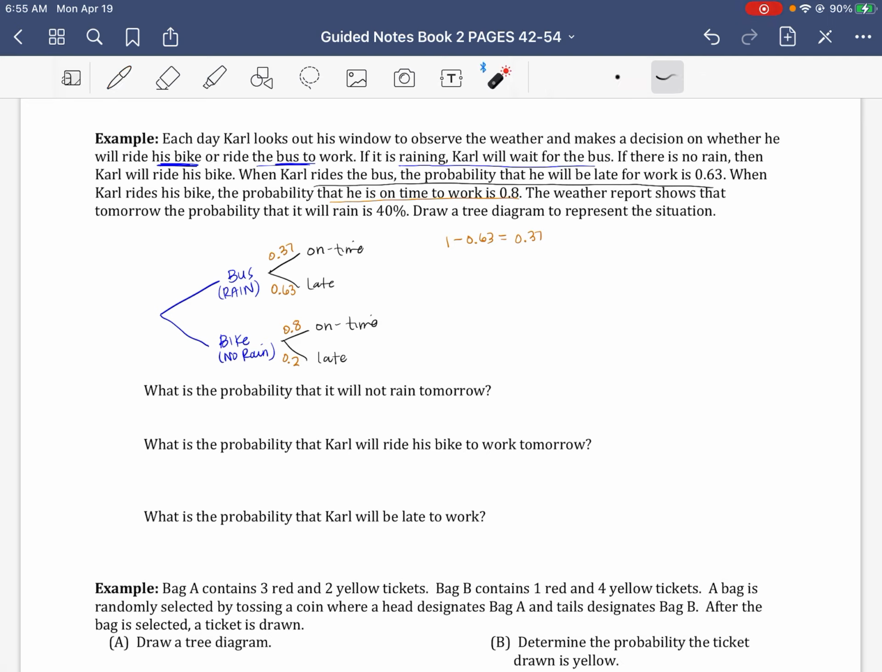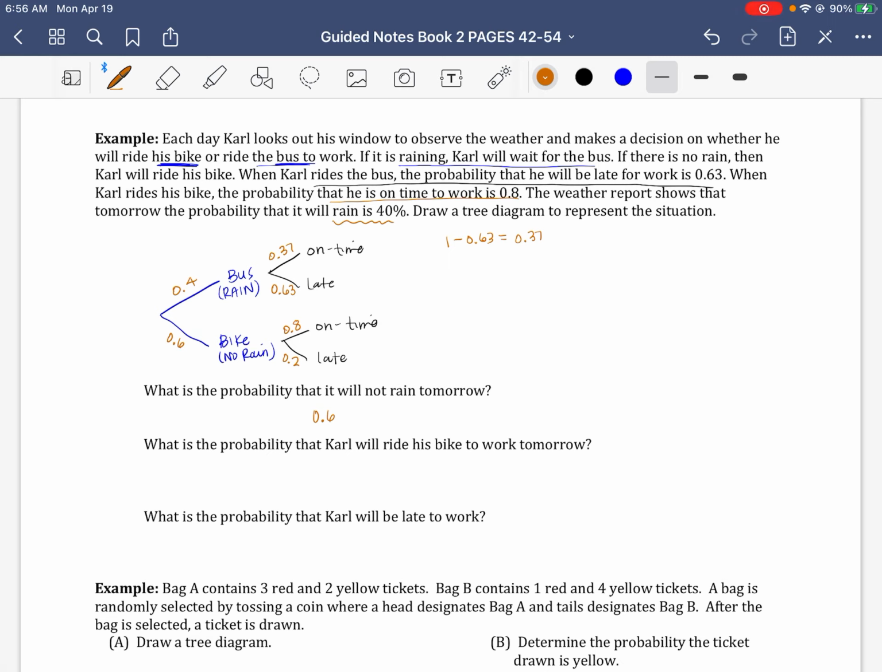Once we have our tree diagram, we can answer the question. So what's the probability it will not rain tomorrow? Oh, I forgot to add those probabilities. So it told us that the probability it's going to rain is 40%. So rain would be 40%. So again, if it rains 0.4 or 40% of the time, then it's going to not rain 60% of the time. Those have to add to 100% or to 1. So not rain tomorrow, looks like it's going to be 60% or 0.6.